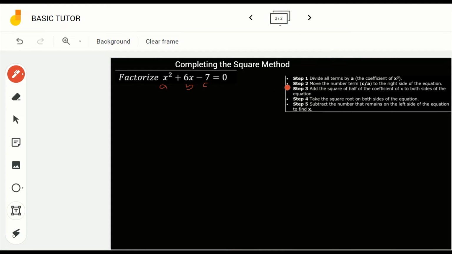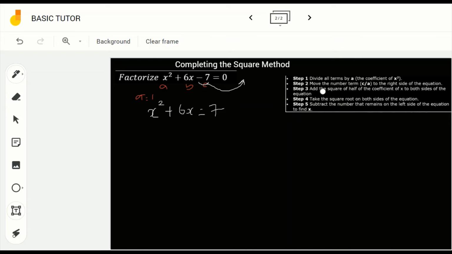The first step we use to solve this is to divide all terms by A, and our A in this case is equal to 1. Dividing this equation by 1 gives us the same equation, so we move to step 2. Step 2 is to move the constant to the right, where it becomes plus 7. So we have x squared plus 6x equal to plus 7. That's our second step.